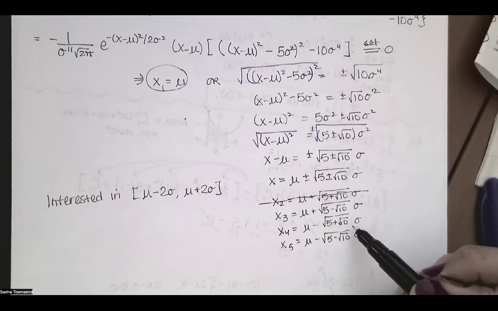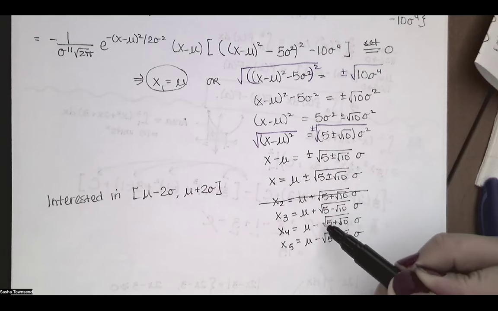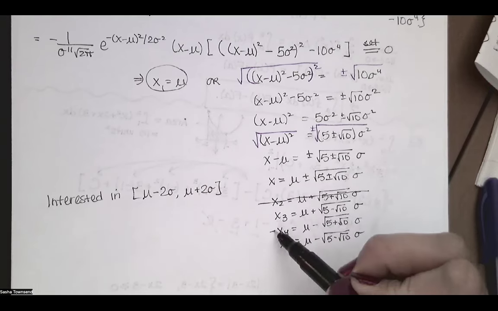And we don't want this one either. I've got 5 plus the square root of 10, and then I'm taking the square root, so I'm subtracting something that's greater than 2 standard deviations from the mean. So that's going to be below that number. So that one's out as well.